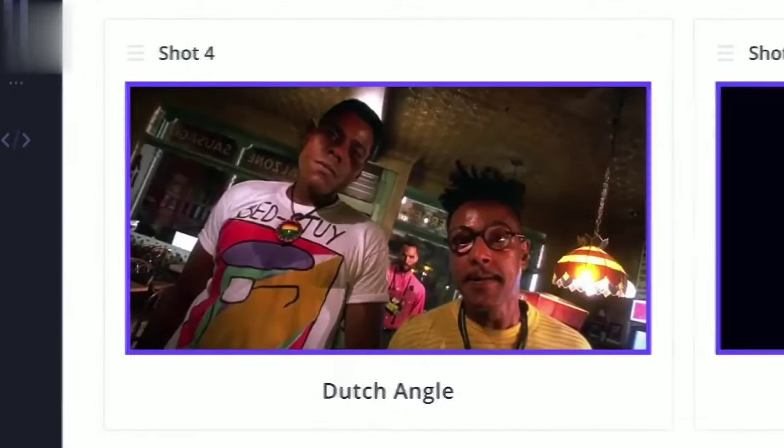But there are nuances to properly set up a Dutch angle for maximum impact. Check. Moving on. The eye level shot.